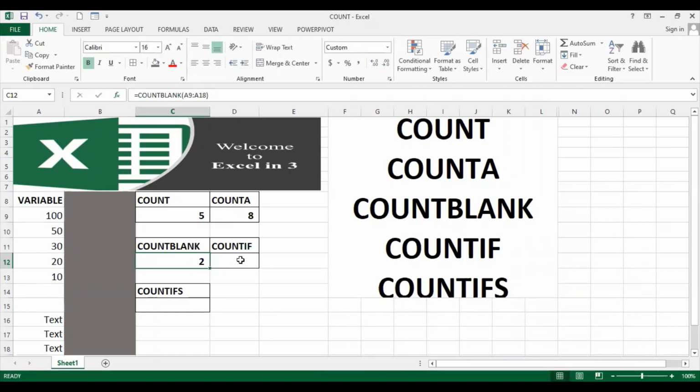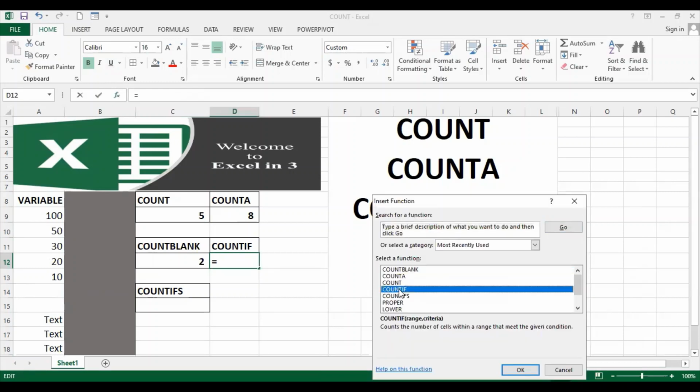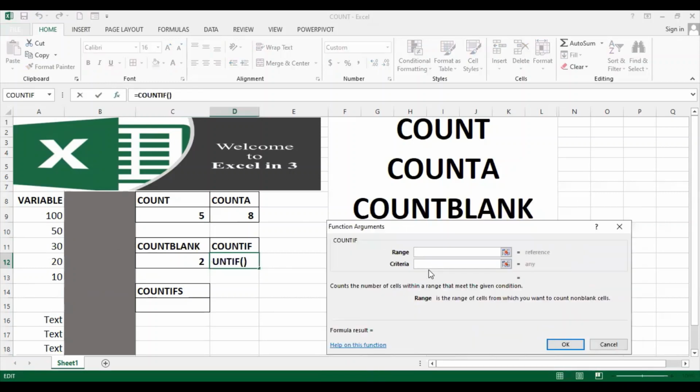Next is COUNTIF. Now with COUNTIF, the formula requires a condition to identify the cells to count. For this example, we will count the numbers that are less than 100.